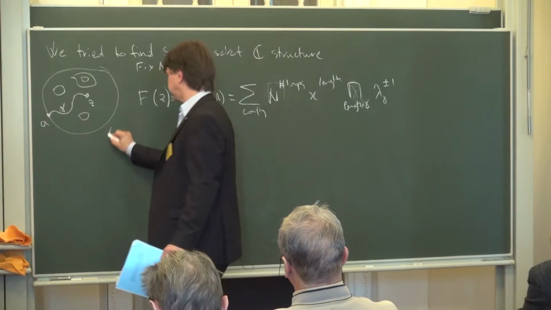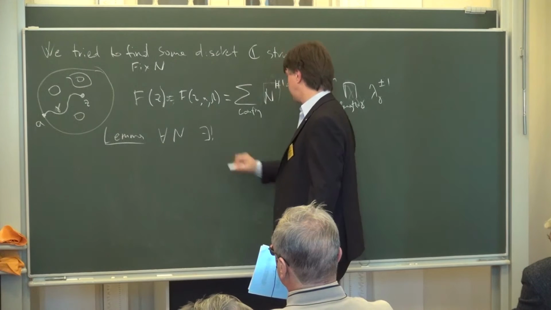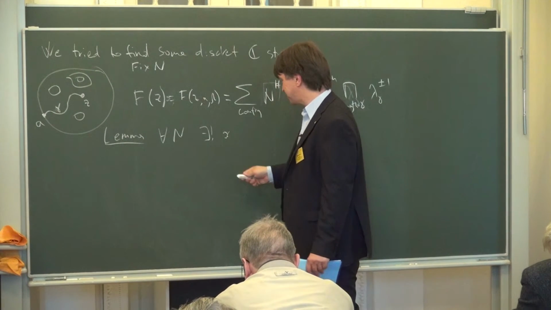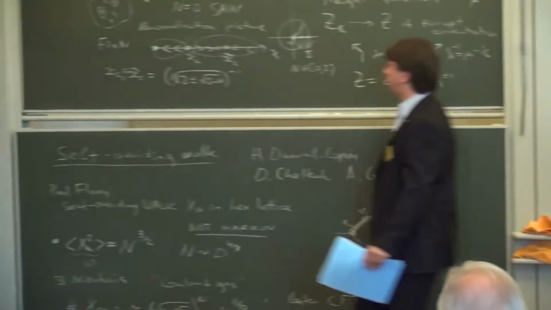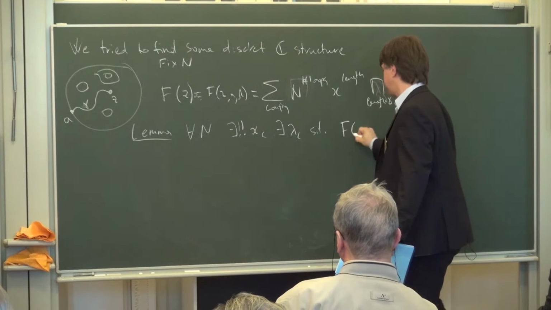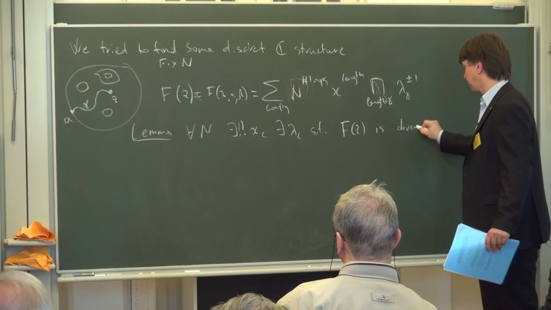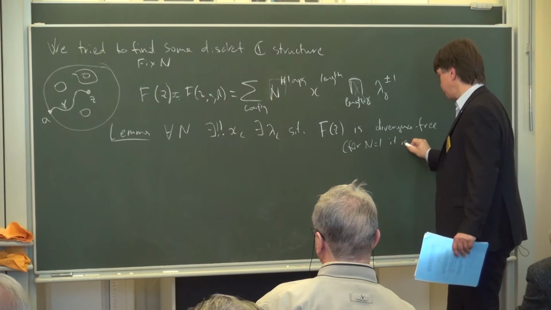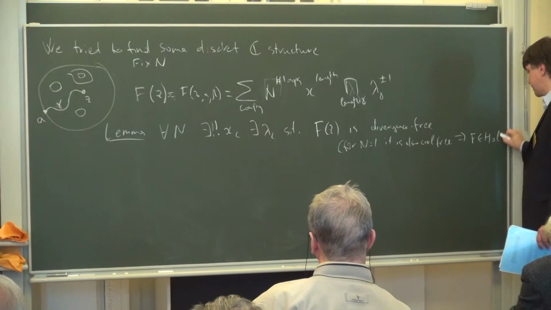Lemma: for every n, there exists a unique x_c, and those are exactly the x_c which were predicted by our friend in-house. And for this x_c, there exists lambda_c such that f of z is half holomorphic. Half holomorphic means that it's divergence free. And for n equal 1, it is also curl free, hence it is discrete holomorphic.